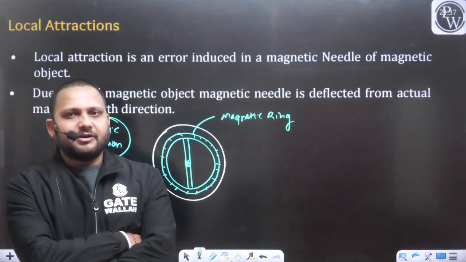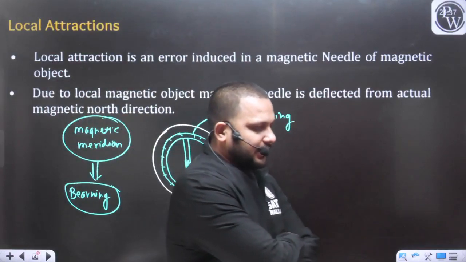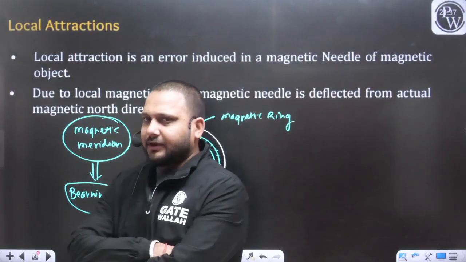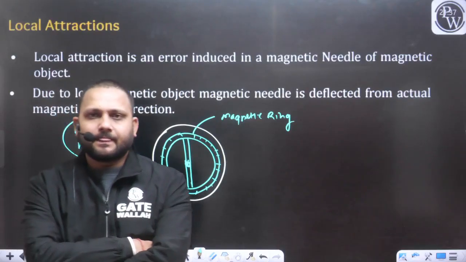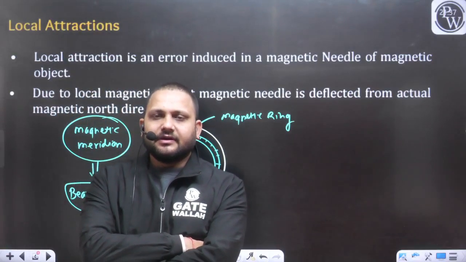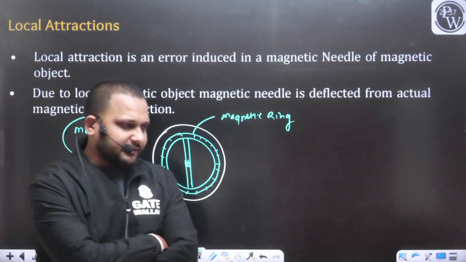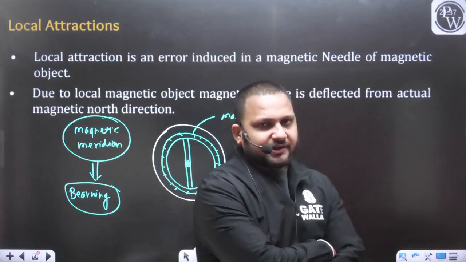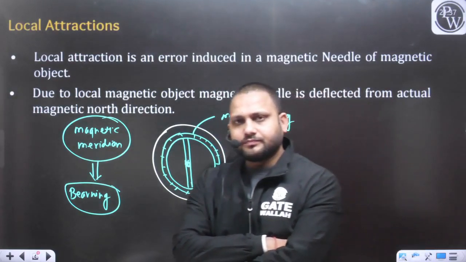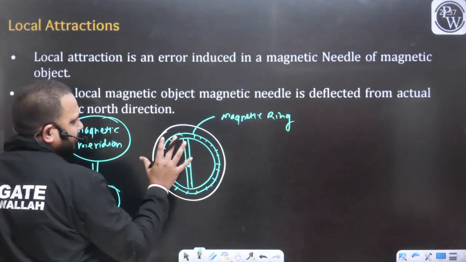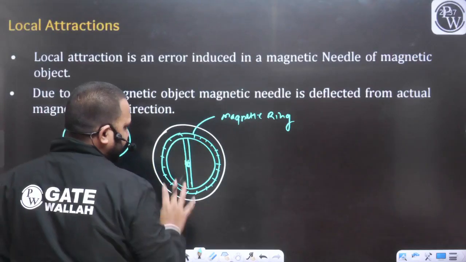But what if we are not able to locate the position of the magnetic meridian accurately, then what will happen? With the incorrect reference, you will get the incorrect observation. Yes or no? So, for example, this was the prismatic compass and there was a magnetic graduated ring.